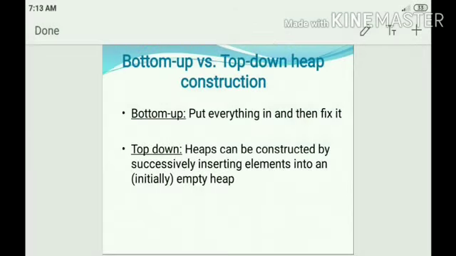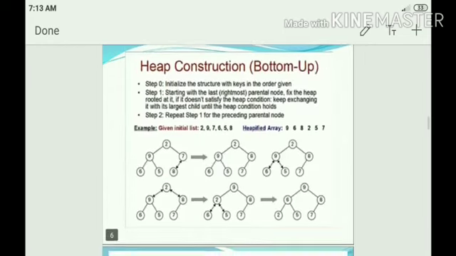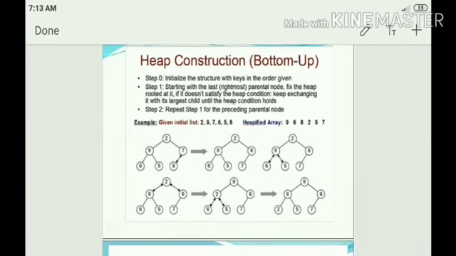There are two ways in which we can create heaps. One is the bottom-up heap construction mechanism and the other is the top-down heap construction mechanism. In the bottom-up mechanism, we put everything in it, and then we try to fix the elements. Whereas in top-down heap construction, heaps can be constructed by successively inserting the elements into an empty heap. So first let us look into the bottom-up heap construction mechanism.